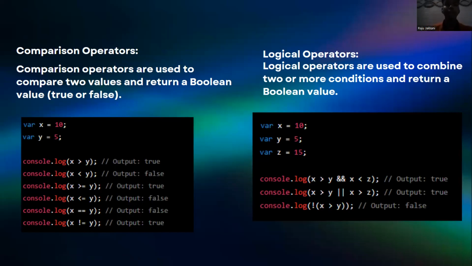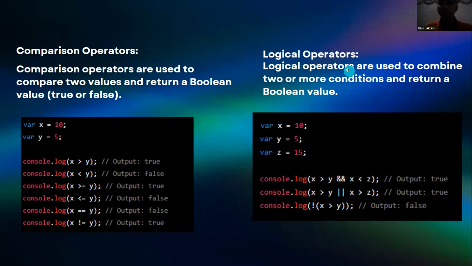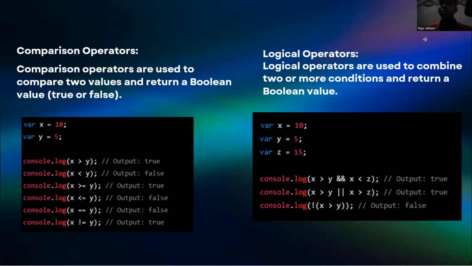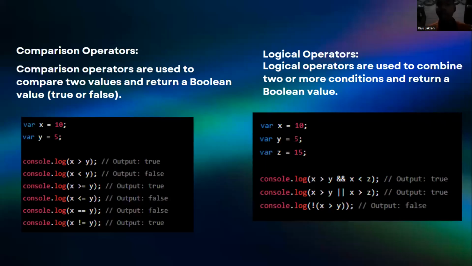Here we check if x is greater than y, or less than, or greater than or equal to, or not equal to, or smaller than or equal to, etc. Now logical operator. Logical operators are used to combine two or more conditions and return a Boolean value. Here we use the logical AND operator, OR operator, and greater than or not equals to, etc.